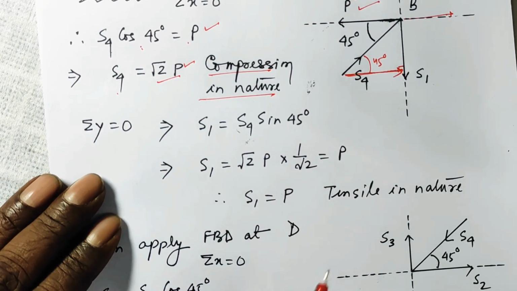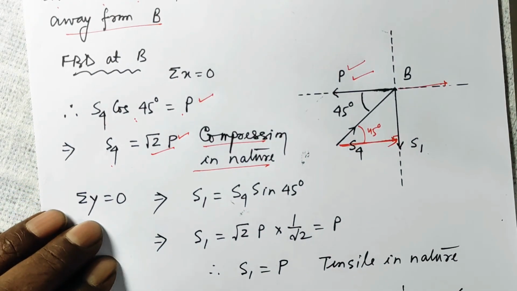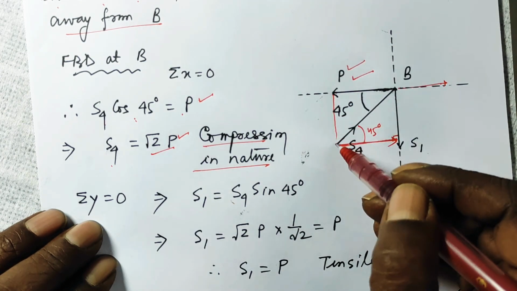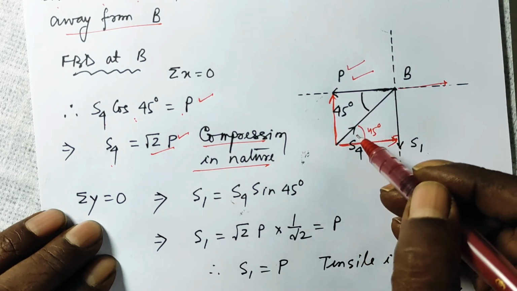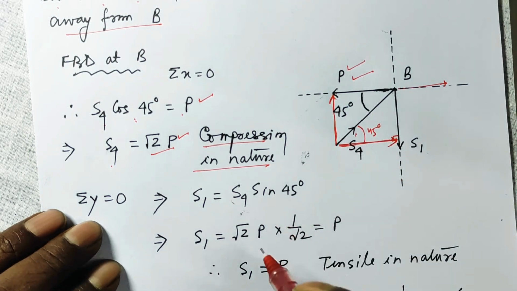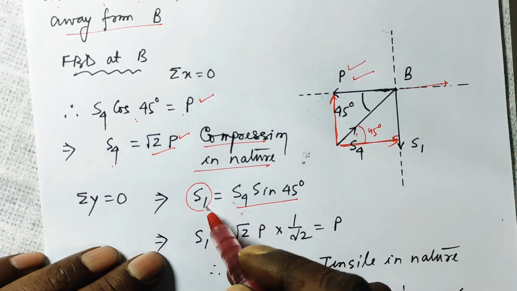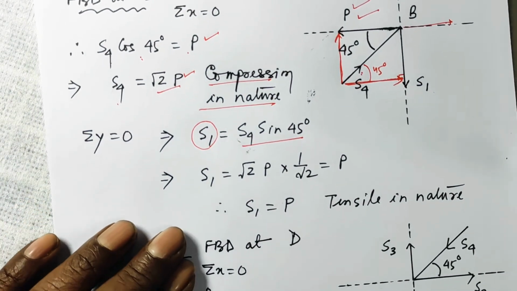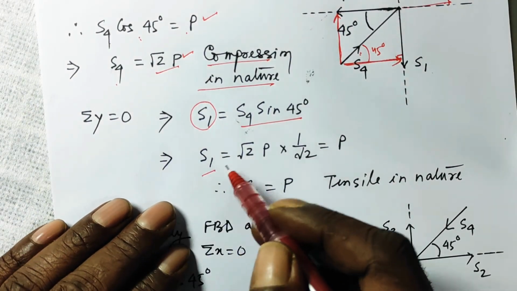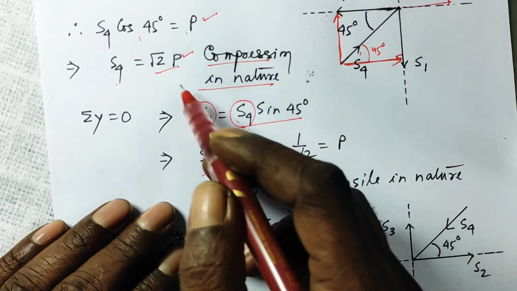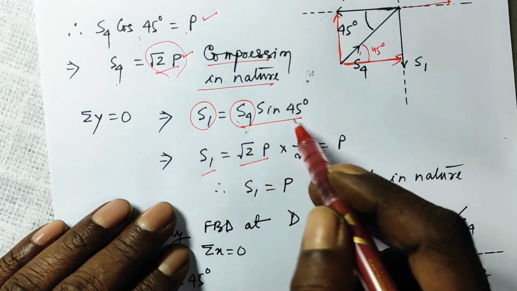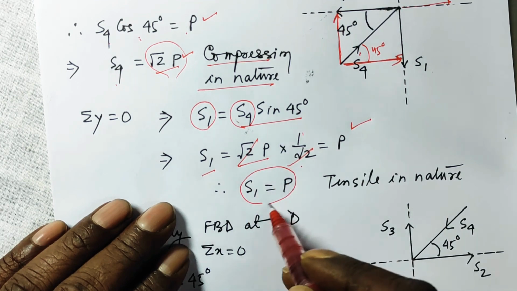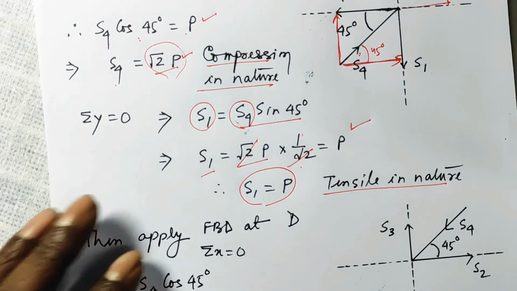Similarly, if you apply sigma y is equal to 0, this is your S4, so this component from here to here is equal to S4 sine 45, which is equal and opposite to S1, to make sigma y equal to 0. So S1 is equal to, put the value of S4 from here, root 2 times P, sine 45, 1 by root 2 cancel, so equal to P. So S1 is P, also tensile in nature.